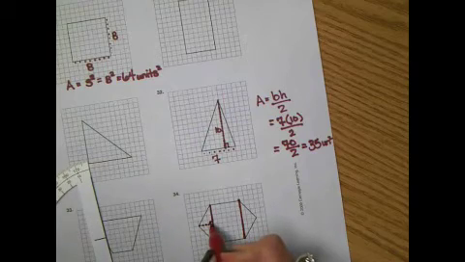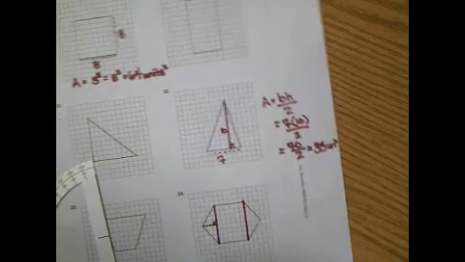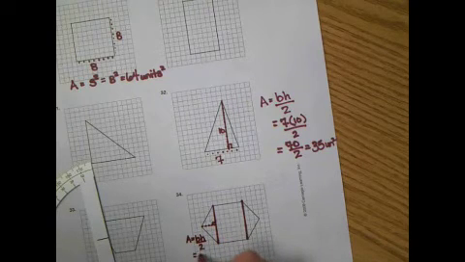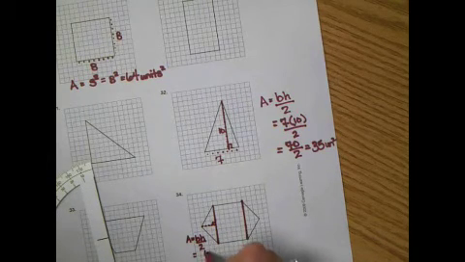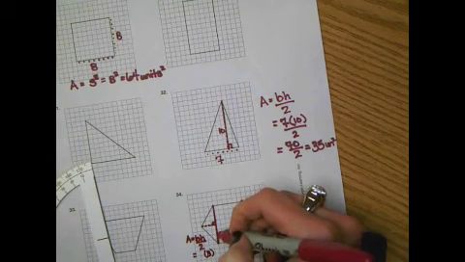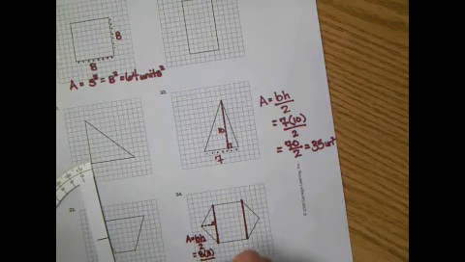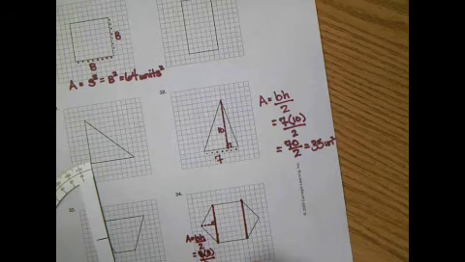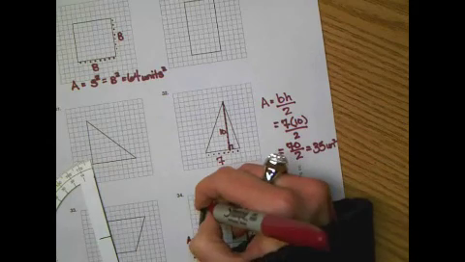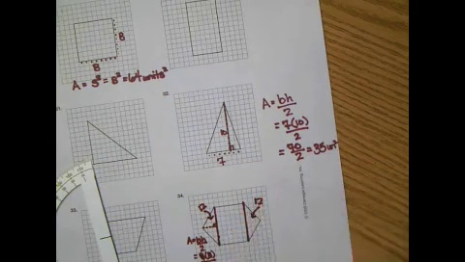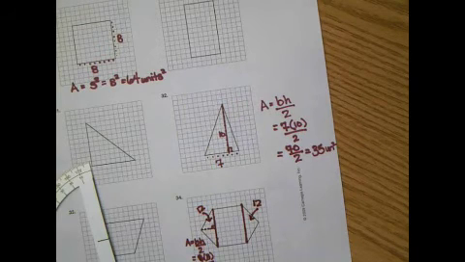So the height is 1, 2, 3 units. So this one, base times height over 2, would be a height of 3, and a base of 1, 2, 3, 4, 5, 6, 7, 8, divided by 2. I'm going to simplify that 8 over 2 and just make it 4 times 3, or 12 square units. So I have 12 square units in this triangle, 12 square units in this triangle, because they are congruent.